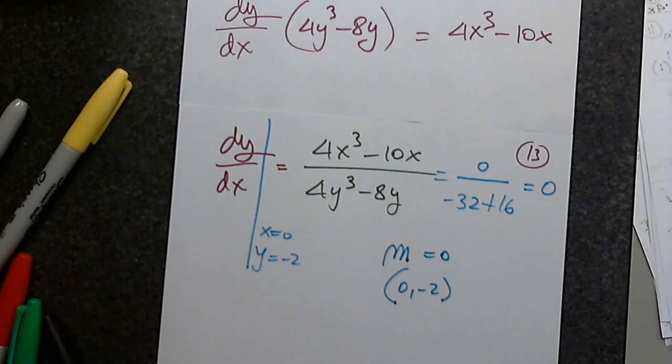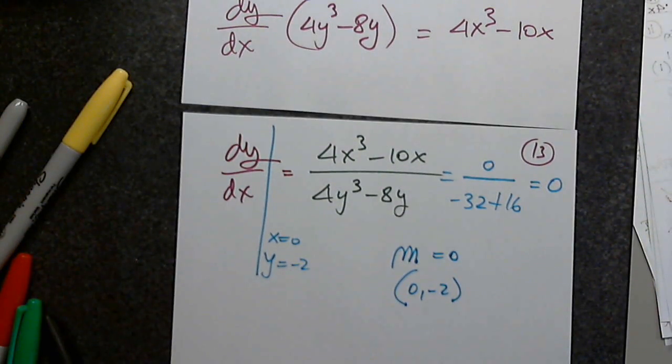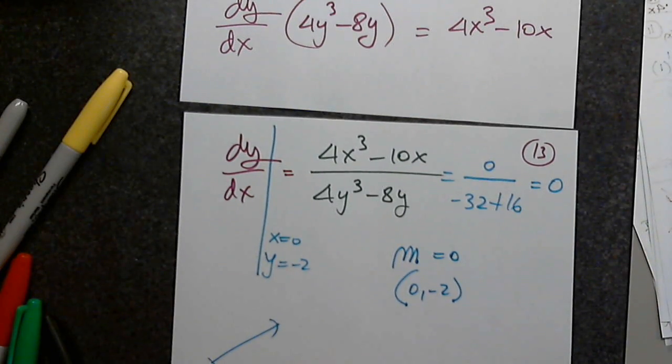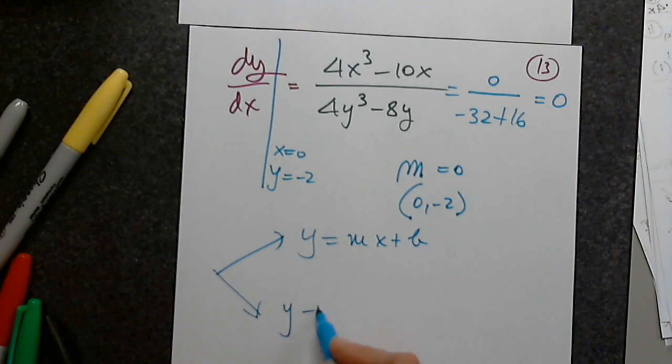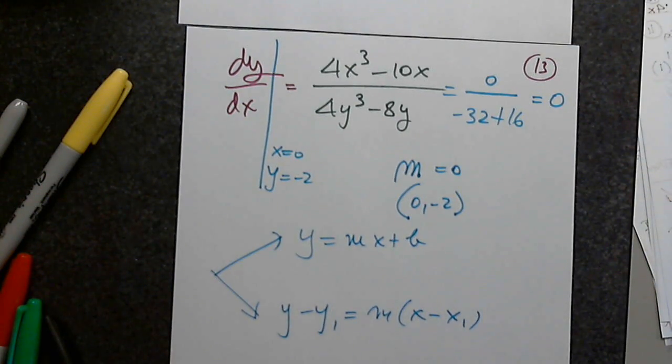Now I'm asked to find the equation of the tangent line to the graph when x is 0, y is negative 2, and the slope is 0. What type of point is this? Because I know I have two equations possible here: y equals mx plus b, and the other one, y minus y1 equals the slope times x minus x1. And I want to use the easiest of the two.